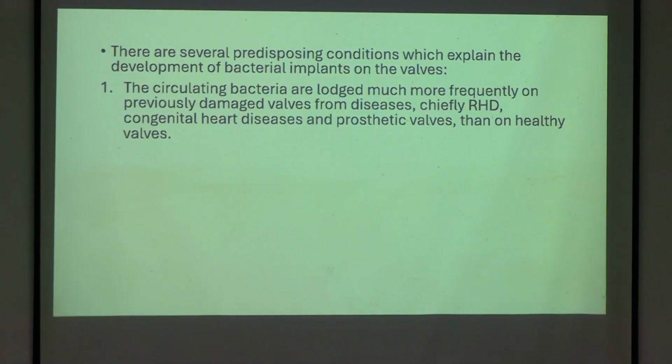Okay, so there are several predisposing factors which develop the bacterial implants. First is that circulating bacteria lodge much more frequently on previously damaged valves from diseases, chiefly rheumatic heart disease, congenital heart disease and prosthetic valves, than on healthy valves. It will affect the previously damaged valves, not the normal ones, okay.